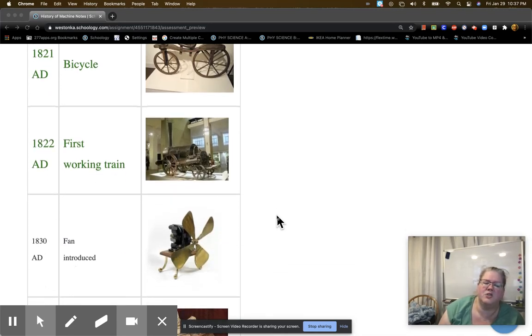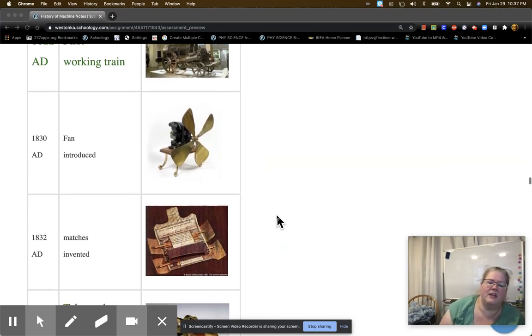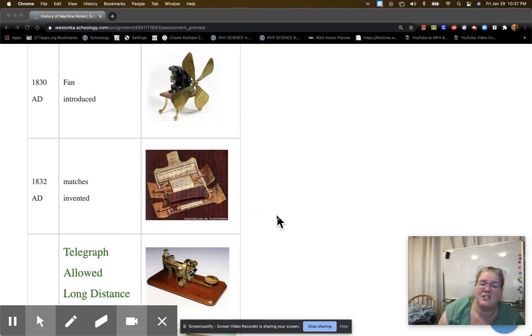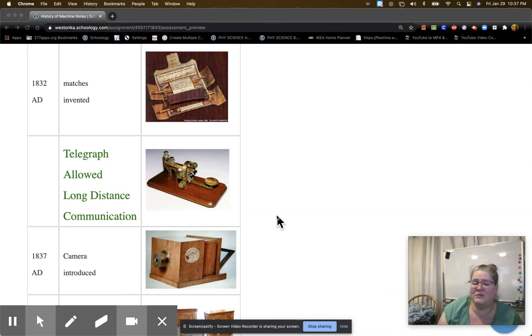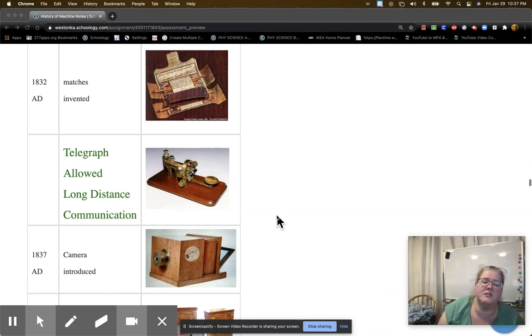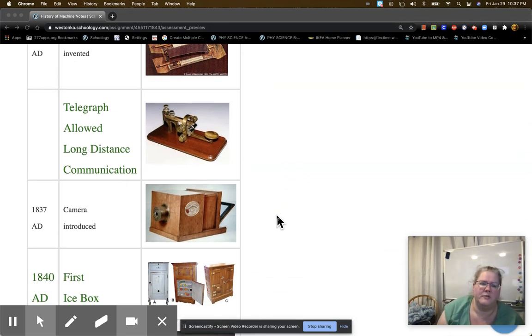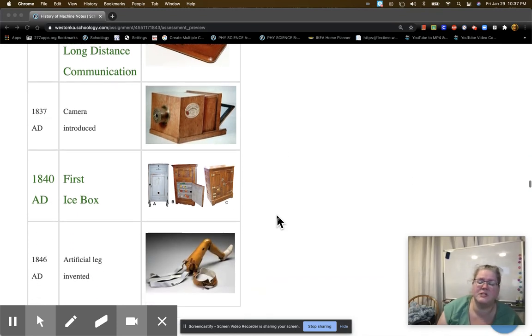The first working train in 1822. The fan, 1830. Matches were invented in 1832. You take those for granted, but they haven't been around that long, a couple hundred years. Almost 200. Yeah. Telegraph allowed long-distance communication. The camera was introduced. The first icebox.